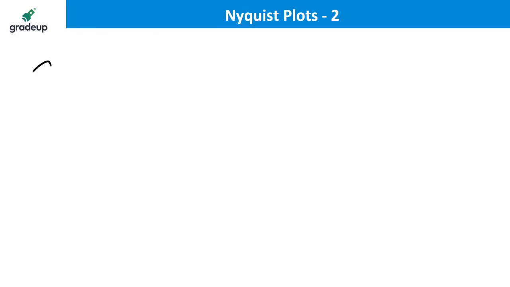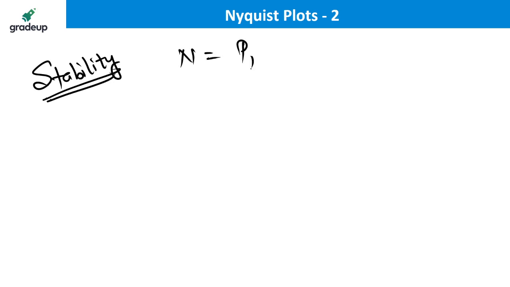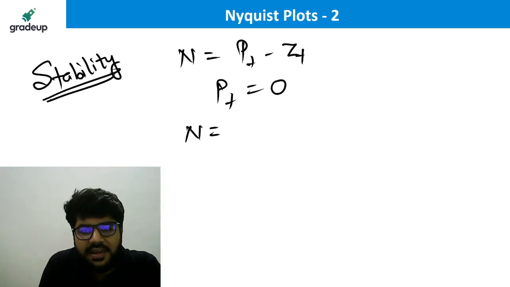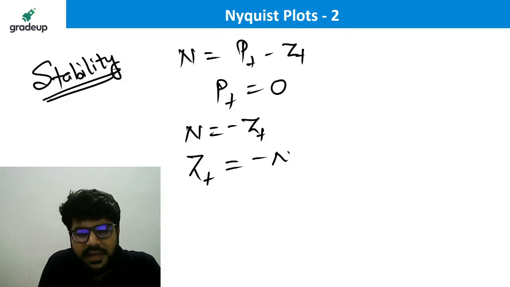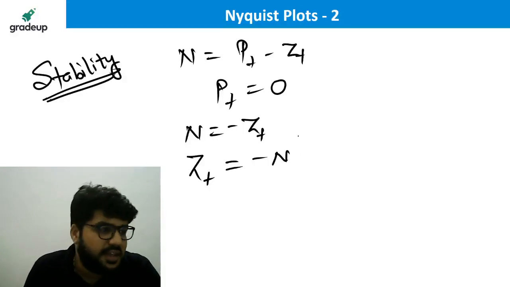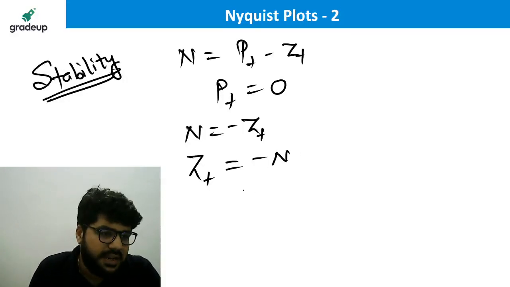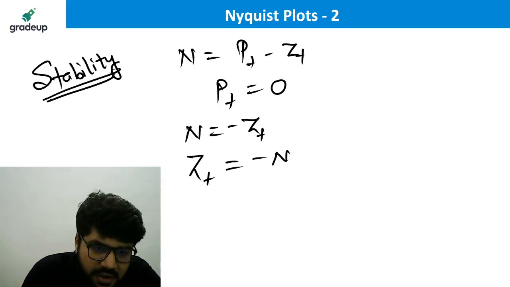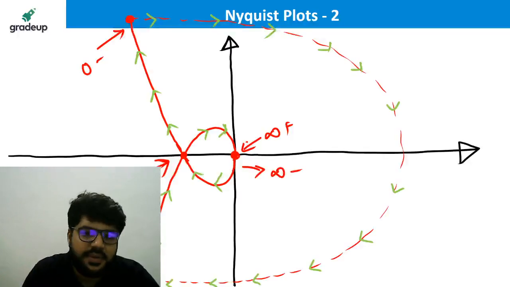Now, stability analysis. The question also asks the range of k for stability. Stability analysis is N equal to P plus minus Z plus. Originally I told you that P plus is 0, so N is minus Z plus. So Z plus is equal to minus N, and that depends on the number of encirclements of the point minus 1 comma 0. So for stability we need to check the number of encirclements of the point minus 1 comma 0. So where is minus 1 comma 0?